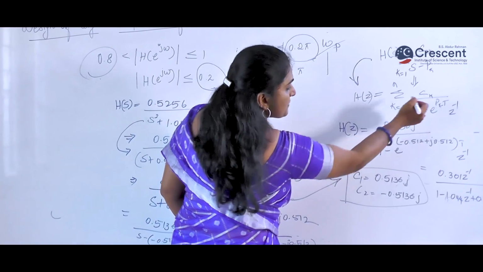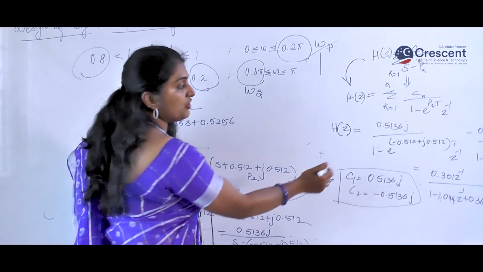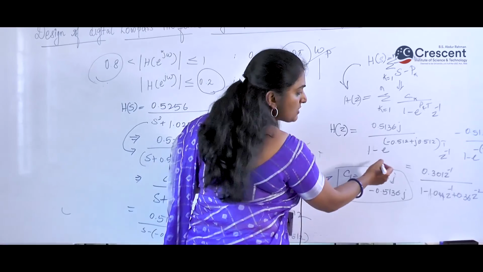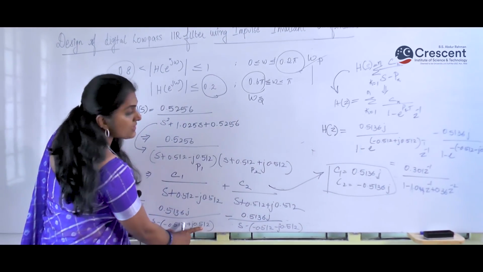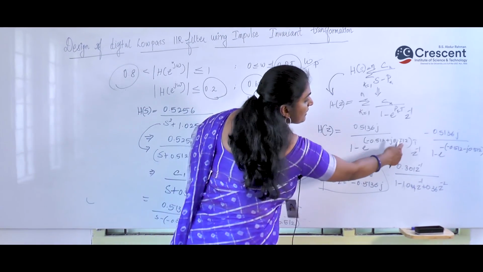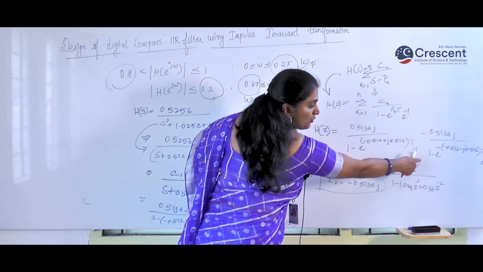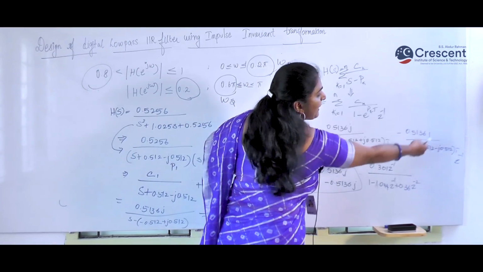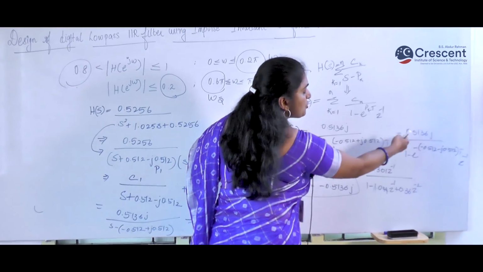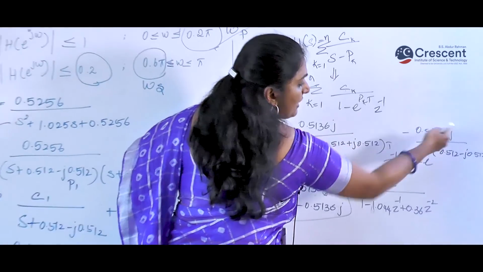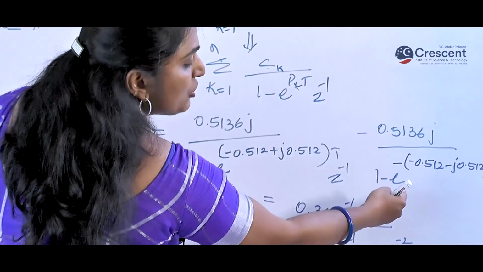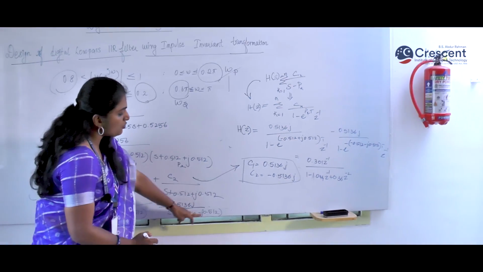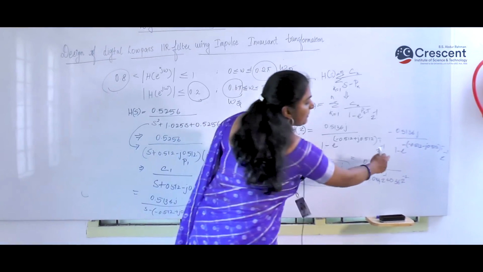In the place of c, the numerator constant, we apply 0.5136j divided by 1 minus e to the power of pole 1 into T into z inverse. I'm assuming T, the sampling period, as 1 second. Similarly, you apply the same thing for the second term: c2, that is minus 0.5136j, divided by 1 minus e to the power of P2 into T into z inverse, where P2 is the second term, minus 0.512 plus j 0.512. That I am applying over here.